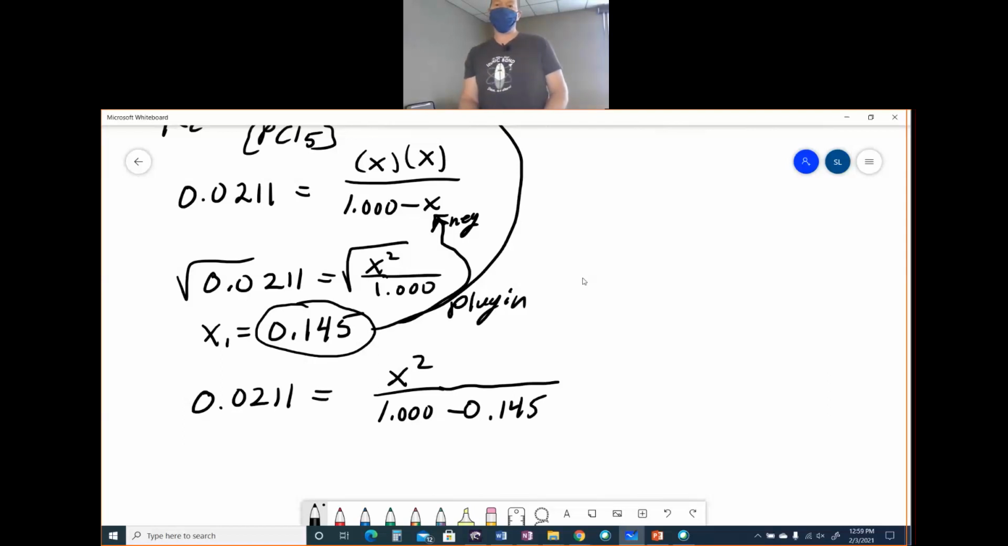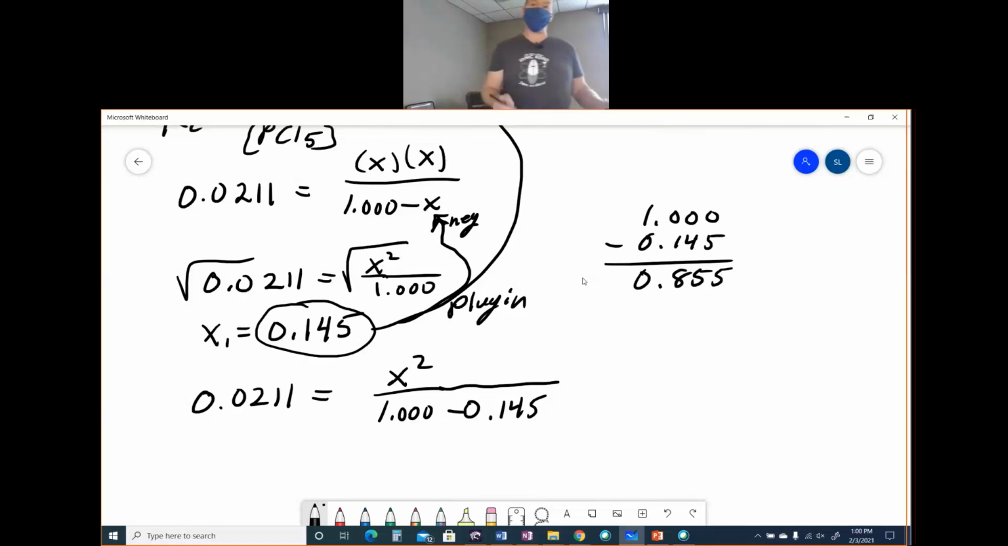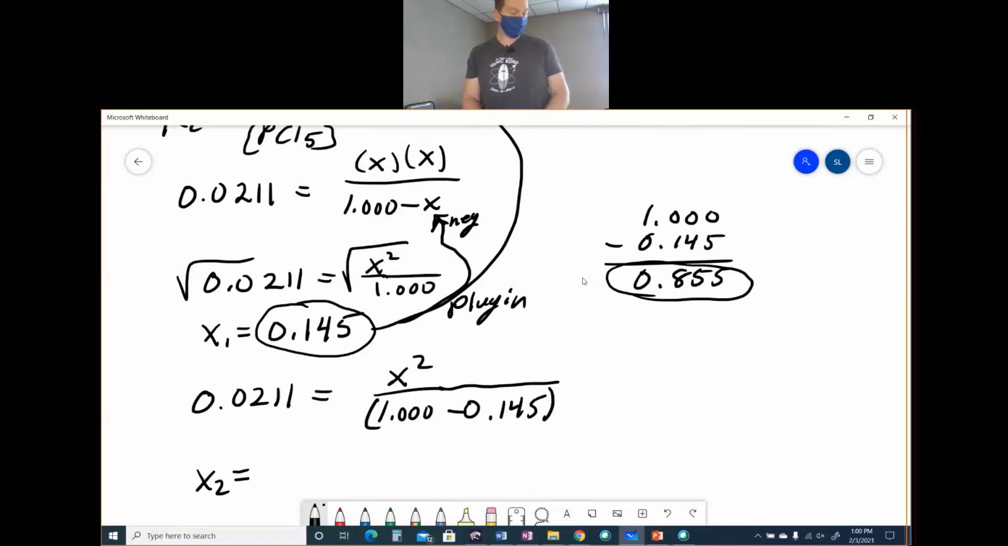If we do that over here, and we do 1.000 minus 0.145, we get 0.855. So it changes, unlike the last time where it was 0.019999 and you rounded it to 0.02. So this one is going to change. We now know it is 0.855, so multiply both sides by 0.855, and then take the square root.